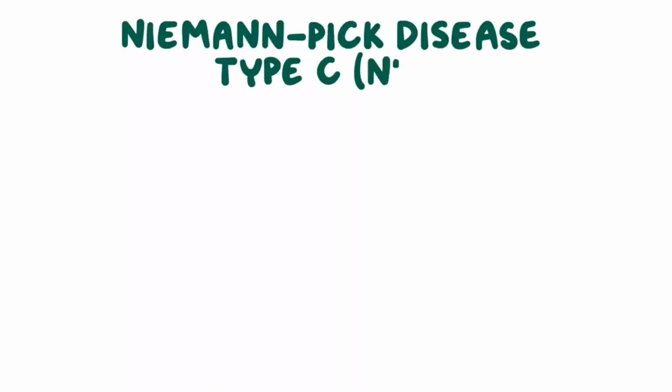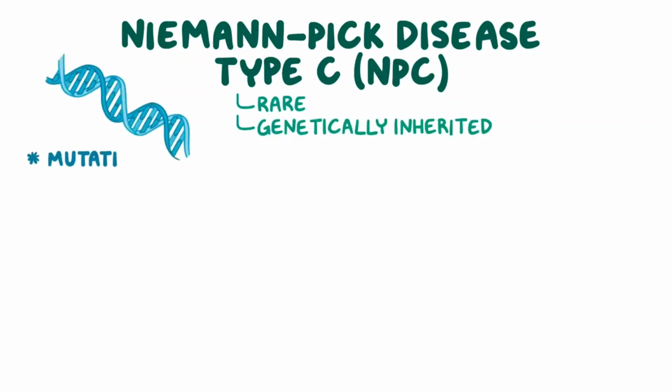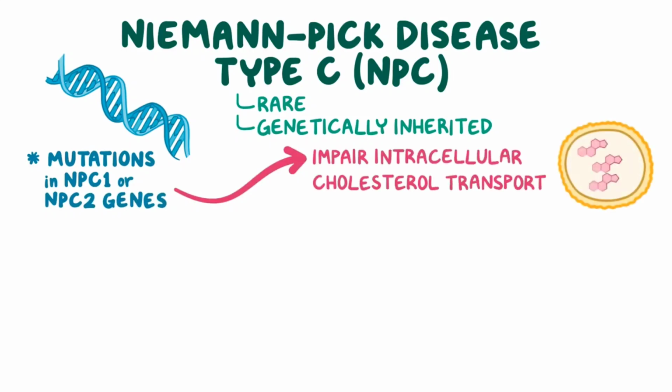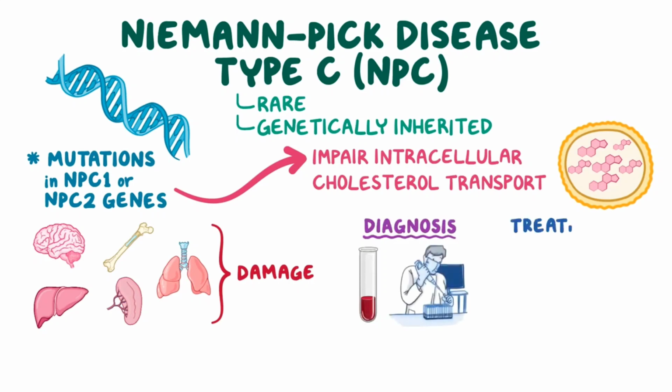Alright, as a quick recap, Niemann-Pick disease type C is a rare, genetically inherited condition caused by mutations in the NPC1 or NPC2 genes which impair intracellular cholesterol transport. This causes cholesterol to accumulate in lysosomes, resulting in brain, bone marrow, liver, spleen, and lung damage. Diagnosis includes blood tests and genetic sequencing, and treatment is mostly supportive.